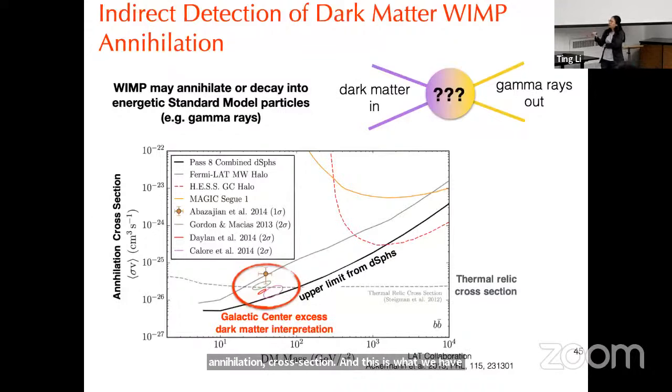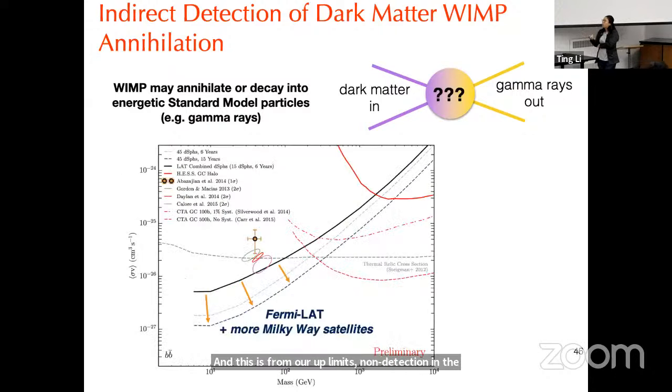And those circles here are the galactic center excess signal that I mentioned earlier from our Milky Way center. So it's actually a very comparable regime right now. These are the detections, right, if it's really from dark matter annihilation. And this is from our upper limits, the non-detection in the dwarf galaxies, with about 20 dwarf galaxies.